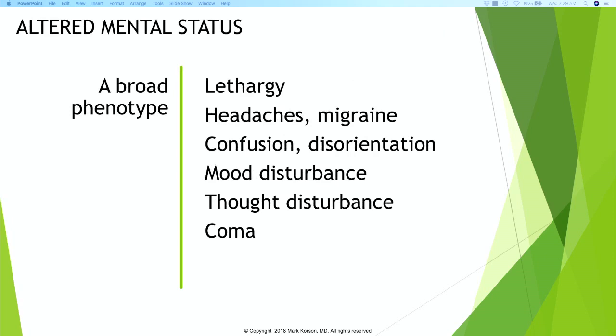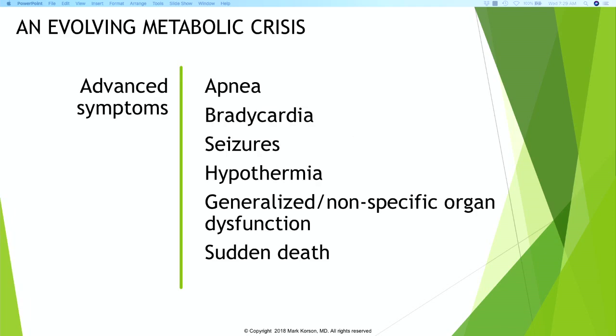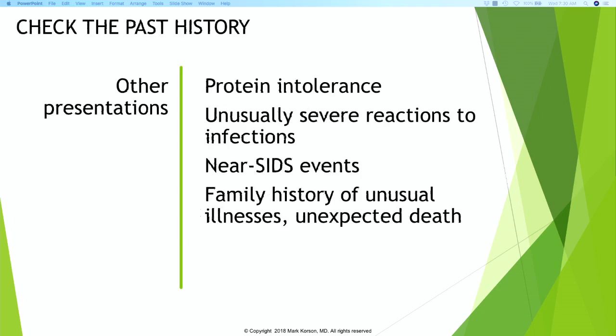The mental status can be a range of things. It could be lethargy. It could be headaches, recurring headaches or migraines. Transient variable confusion or disorientation, like Zoe showed, or a full-blown mood disturbance. She did become quite irritable. Or an all-out psychotic or thought disturbance. Or again, coma. As the patient becomes more systemically ill, as the brain becomes intoxicated and swollen, you see apnea, you see bradycardia, the seizures that were described, hypothermia, organs start to shut down, and sudden death can occur. In the past history, there may be a history of protein intolerance.